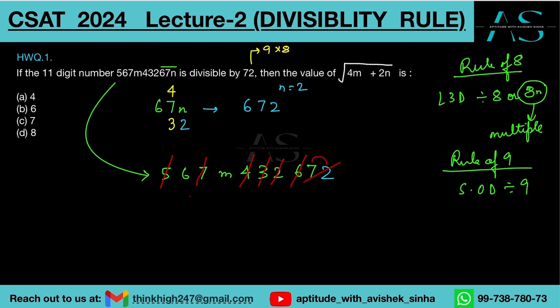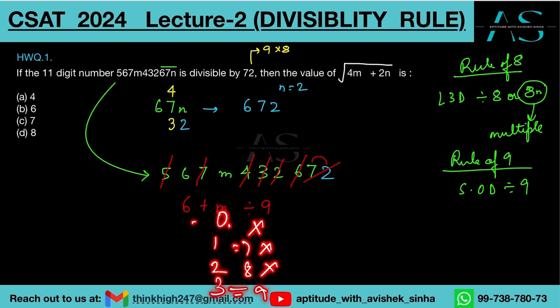We are left with 6 plus m. This must be divisible by 9. And in place of m, I can put any value of a digit. Suppose I put here 0. So it is 6 plus 0, not divisible. 6 plus 1, 7, not divisible. 2, 8, not divisible. But if I put 3, it becomes 9 and it is exactly divisible. So for m, the only exact value is 3. So 6 plus 3, we have 9 and that is divisible. Now I have the exact values of m and n.